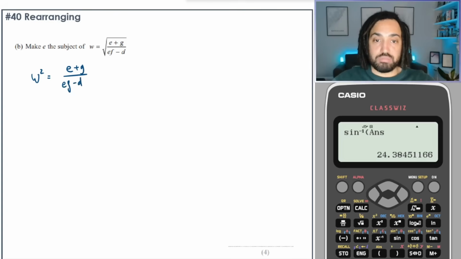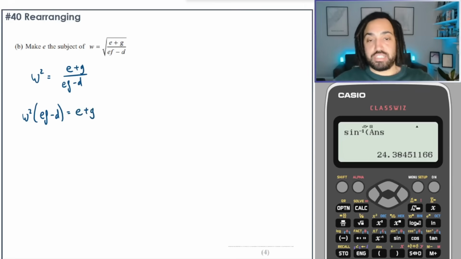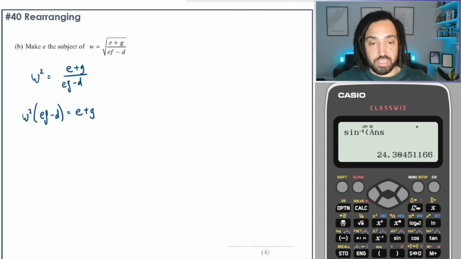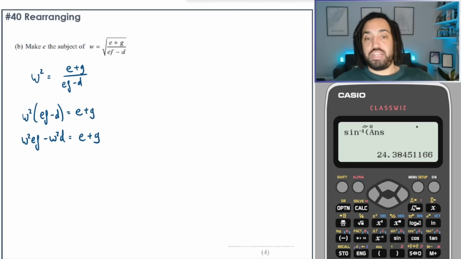And now denominators are our enemy. We want to get rid of them by clearing them, by multiplying both sides by the denominator. So this gives me in brackets w squared times (EF minus D). And that's cleared the denominator on that side. I'm then going to want to expand these brackets like this.